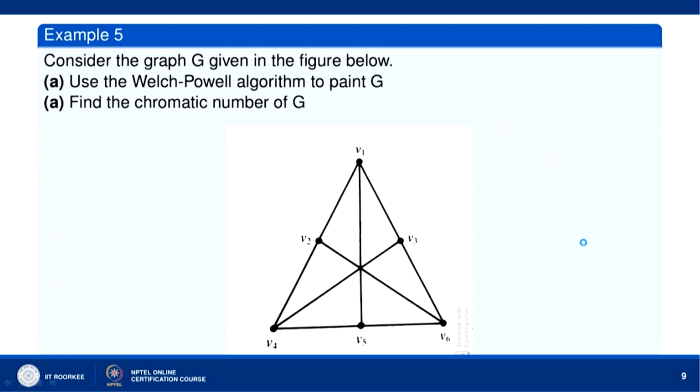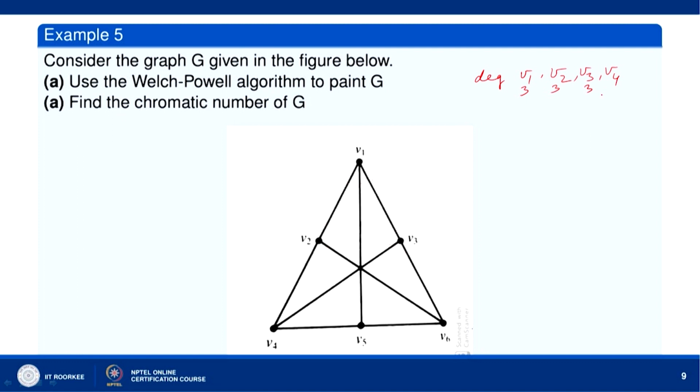Now, let us consider this graph. So, consider this graph and use the greedy algorithm here. So, let us write the degree of B1. What is the degree of B1? 1, 2, 3. Degree of B1 is 3. Degree of B2, how much? 1, 2, 3. Degree of B3, 1, 2, 3.